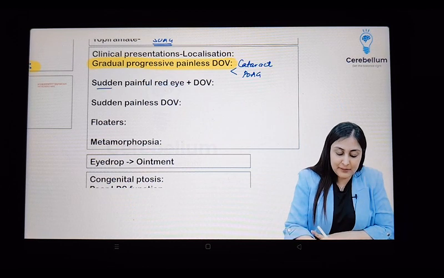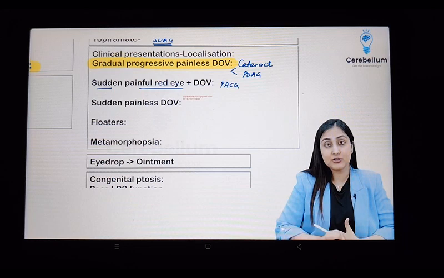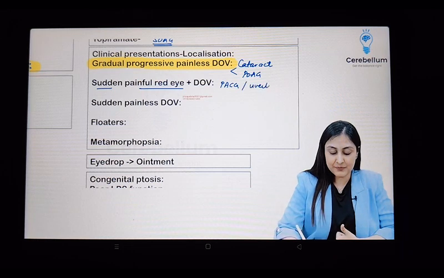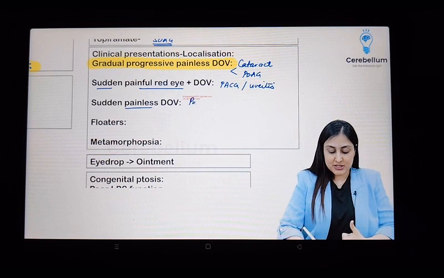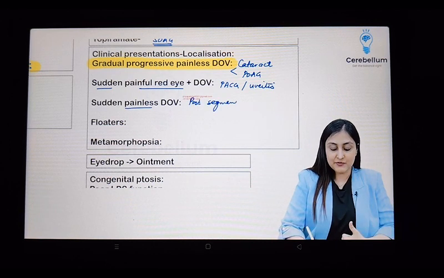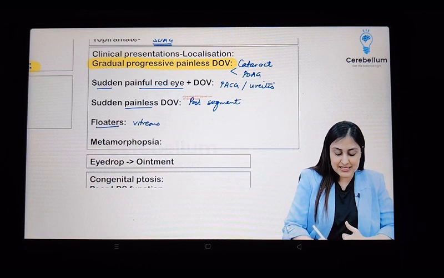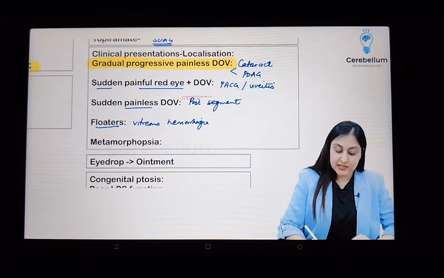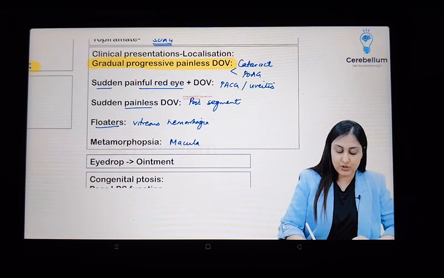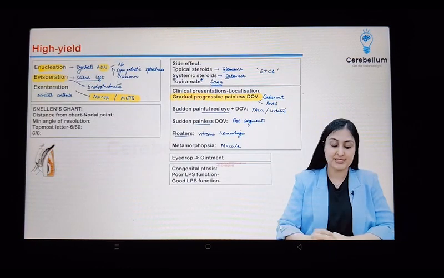If you have a sudden painful red eye with diminution of vision, one very important is primary angle closure glaucoma, and the second one is going to be uveitis. Sudden painless diminution of vision means it's localized to the posterior segment of the eye, retina or the vitreous. Floaters is vitreous. Alright, so this is vitreous hemorrhage where you frequently get floaters, and metamorphopsia, distorted sort of vision, Amsler's grid. This is for macular pathologies. Okay, so this is how you can localize depending on the symptom complex.